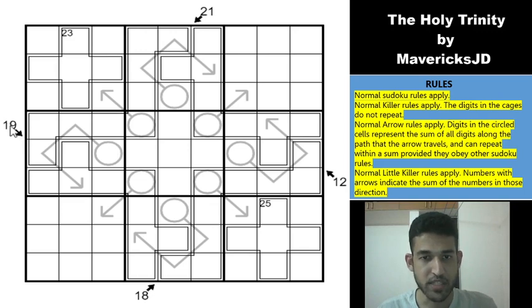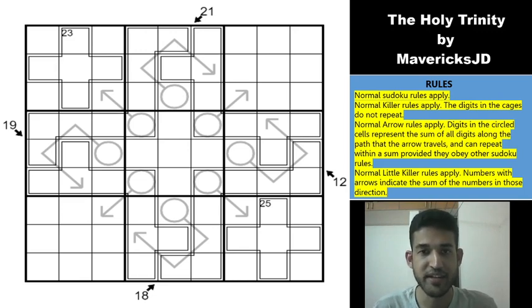The little killer rules apply. In the diagonal direction pointed by the small arrow, the sum of the digits will be equal to the clue, and digits may repeat along the diagonal. And then arrow rules apply. The sum of the digits along the arrow stem is equal to the digit in the circle, and digits may repeat along the arrow stem provided other rules are not violated. So these are the rules.